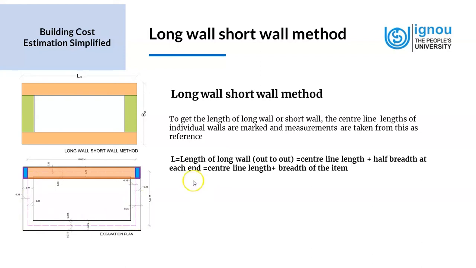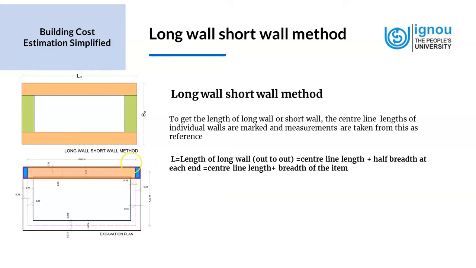Now L is the length of wall out to out. So here we see the length of the wall for the long wall. The length of the long wall is the length from out to out, which means we have to measure from this end to this end. And because we are taking the central line length as a reference, in this case, the long wall would be from this point of the central line where it begins to this point where the central line ends in the case of the long wall.